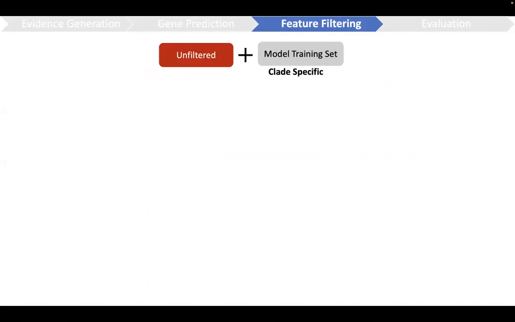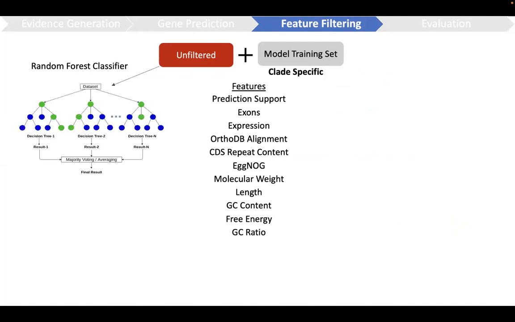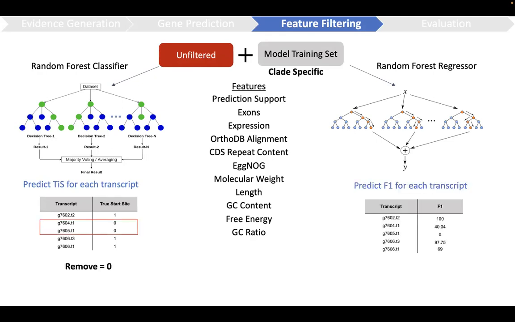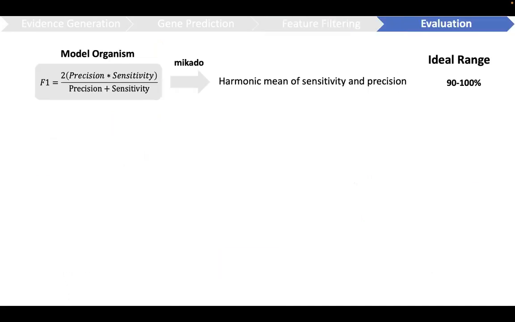Well, we can filter transcripts based on a model training set and a list of features. We then run our unfiltered model through a random forest classifier and regressor. The classifier generates binary predictions about the presence or absence of translation initiation sites, and all predictions equal to 0 are removed. The regressor, on the other hand, predicts F1, which is a continuous metric of quality. Everything under 80 is removed. Combined, both algorithms filter the structural annotation, maintaining sensitivity but increasing precision.